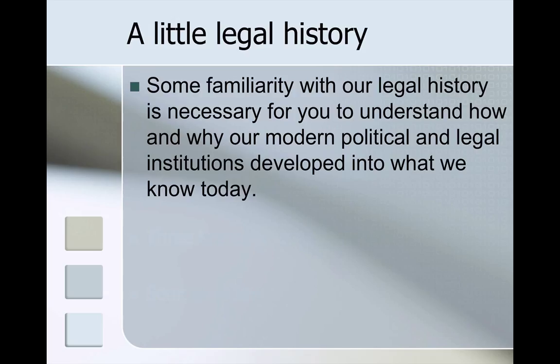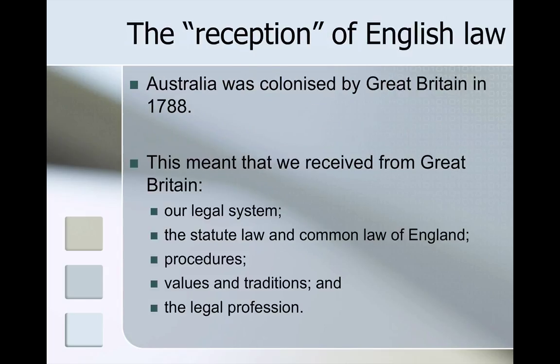So let's begin with a little legal history. As I've said, some familiarity with our legal history is necessary for you to understand how and why our modern political and legal institutions developed into what we know today. And we have to go back to 1788, which is when Australia was colonised by Great Britain. Now, this is significant from a legal point of view, because it's not as though when Australia was colonised by Great Britain in 1788 that we started from nothing. It basically meant instead that we received our modern legal system from Great Britain.